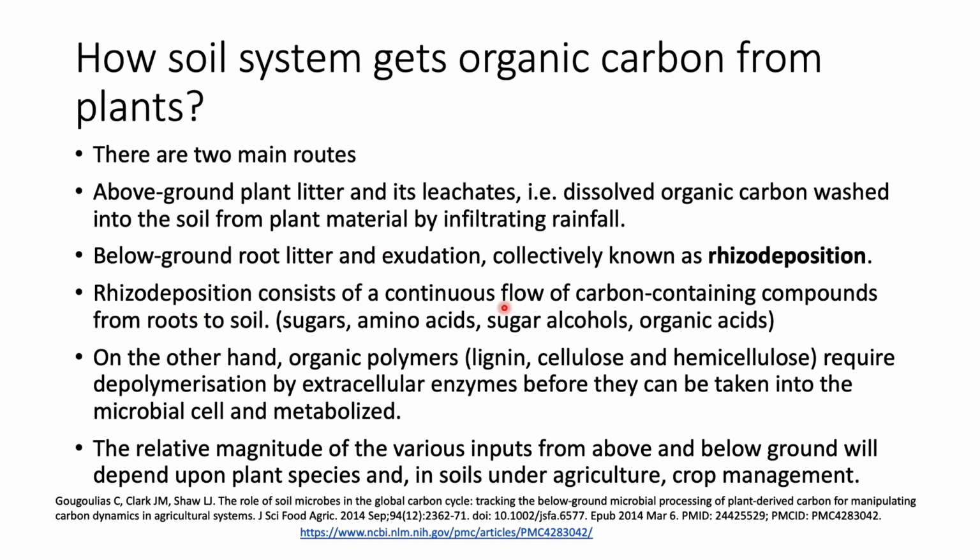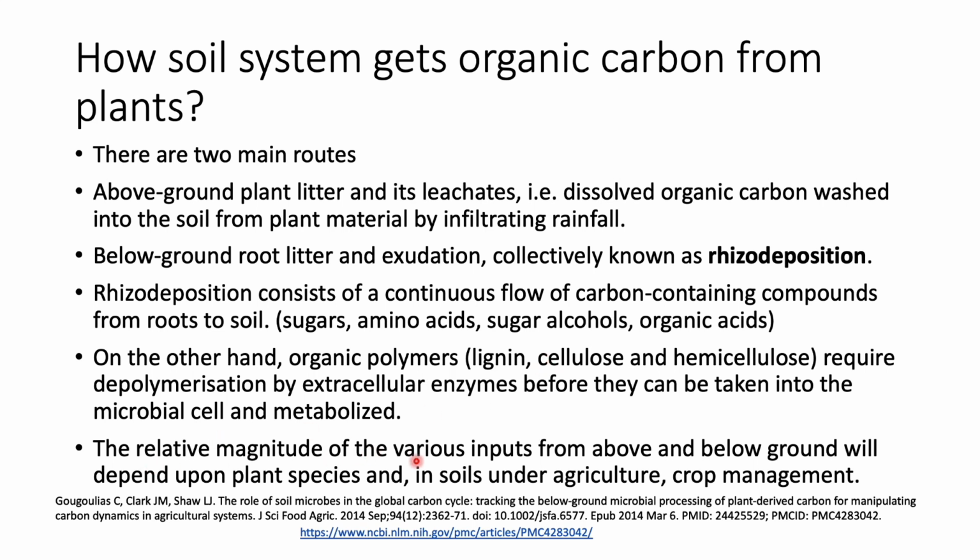Rhizodeposition consists of a continuous flow of carbon containing compounds from root to soil. Sugars, amino acids, sugar alcohols, organic acids, these are all the organic compounds which are moving. In the case of organic polymers like lignin, cellulose and hemicellulose, they require depolymerization by extracellular enzymes before they can be taken into the microbial cell and metabolized. So these are polymers, and the polymers have to be broken down. Then only they can be consumed.